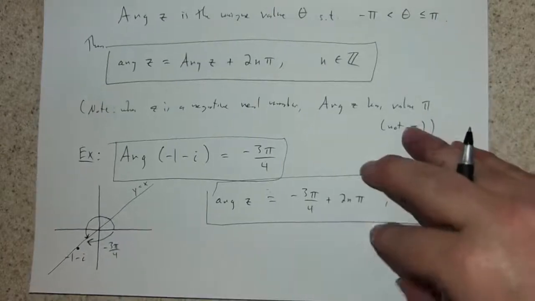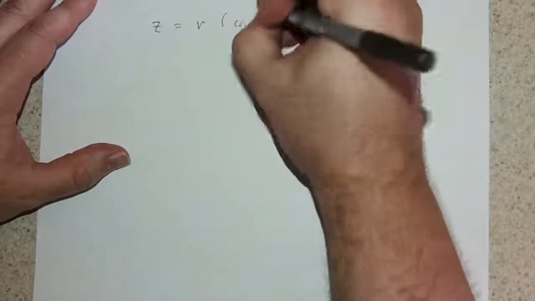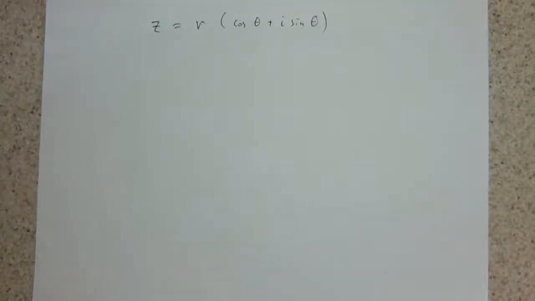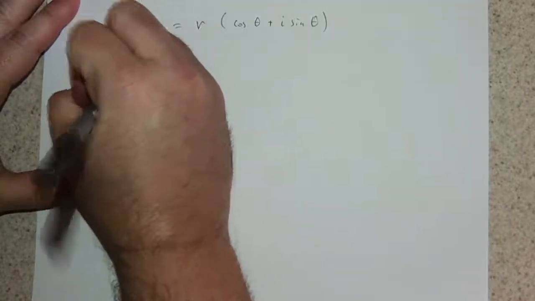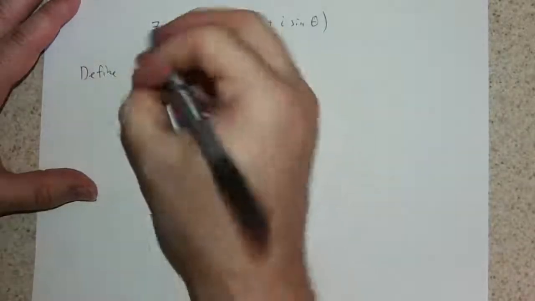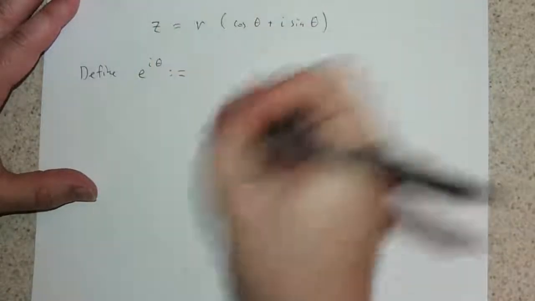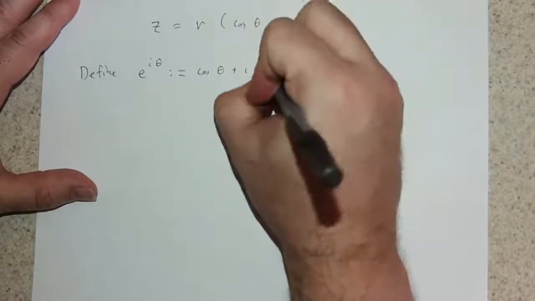So, one more thing I wanted to note, and then I will be done for today. If I have a complex number z in polar form, we saw that this was writing it as r times cosine theta plus i sine theta. Well, I'm going to define the quantity, just think of it as a symbol, e to the i theta, to be cosine theta plus i sine theta.